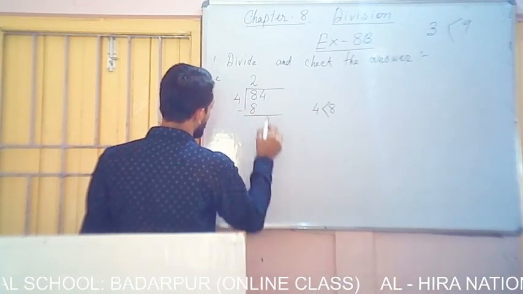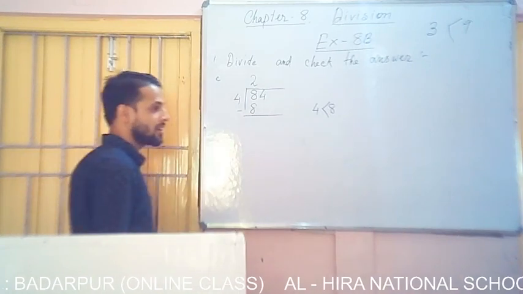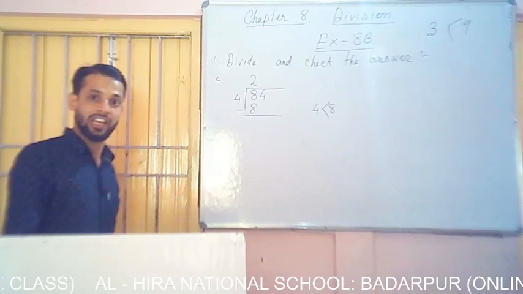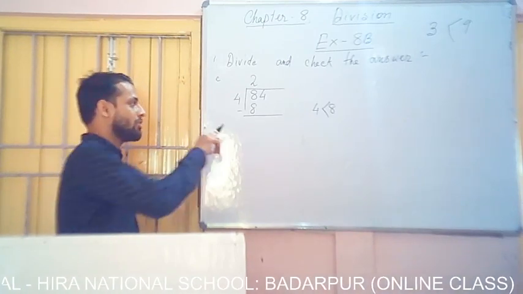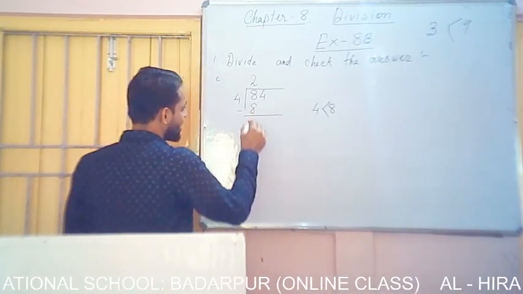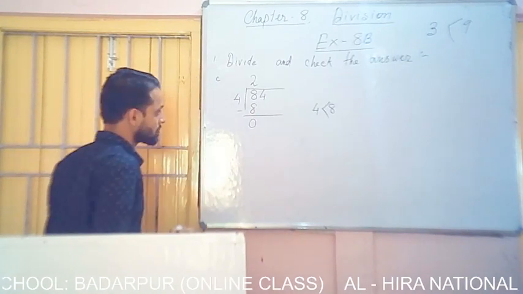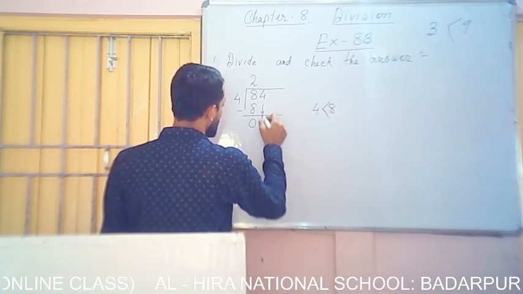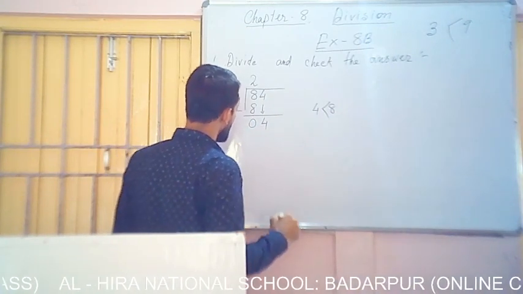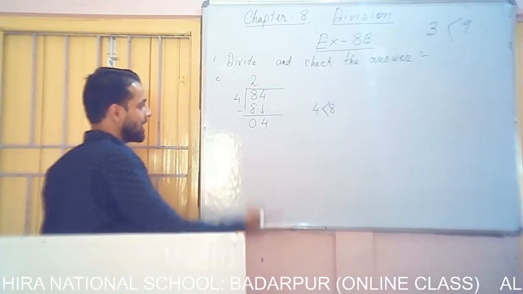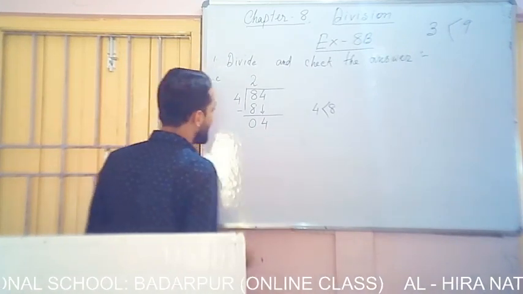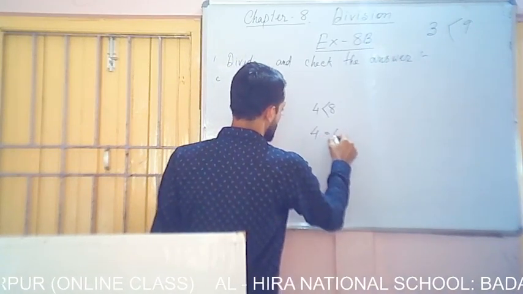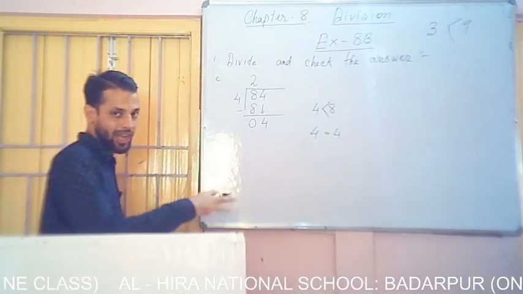Now we have to subtract. 8 minus 8, why subtract? At the very beginning of this chapter we have learned that division means repeated subtraction. So that is why we have to subtract. 8 minus 8 equals 0. Now we have to bring down 4 tens here.